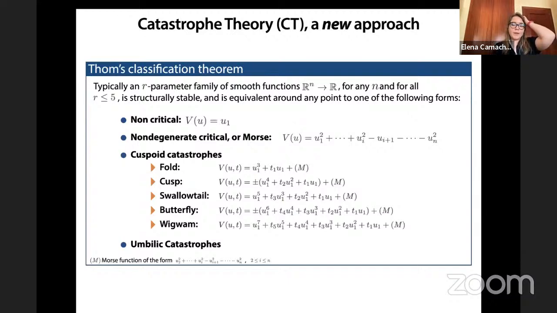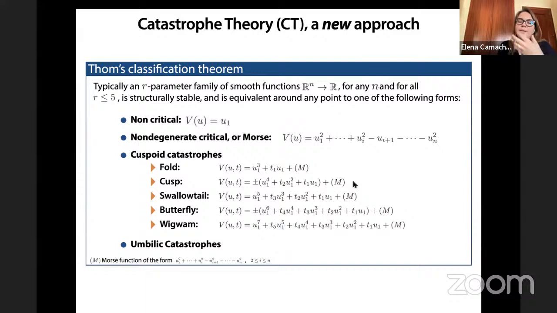And so just an important point of this theory is that it gives us this classification of main or basic catastrophes, where all the bifurcations that we can find in a dynamical system are going to be locally equivalent to one of these. And they are ordered by complexity. So the fold catastrophe is the simplest one, then the cusp, and so on.